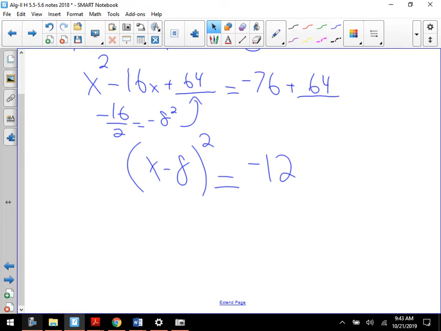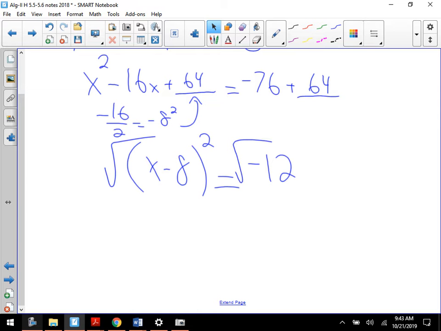We started with a positive 76 and we subtracted it over. So now, what do you do? Take the square root of that.